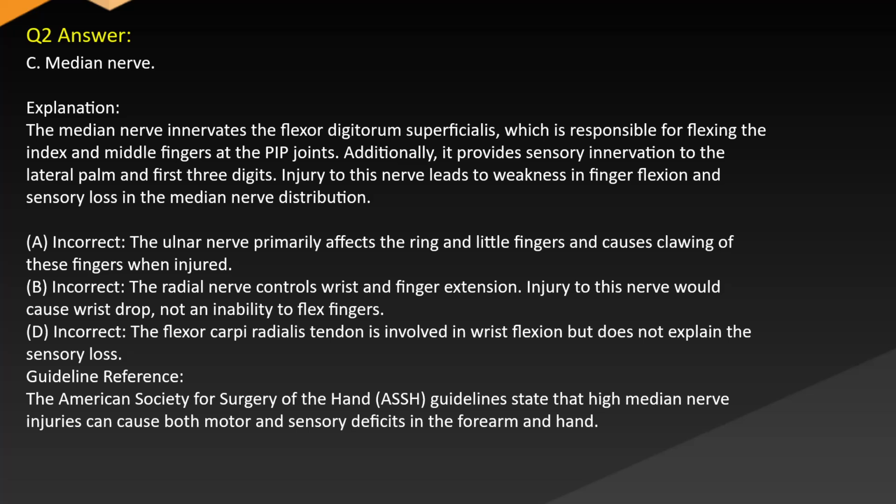Guideline reference: the American Society for Surgery of the Hand guidelines state that high median nerve injuries can cause both motor and sensory deficits in the forearm and hand.